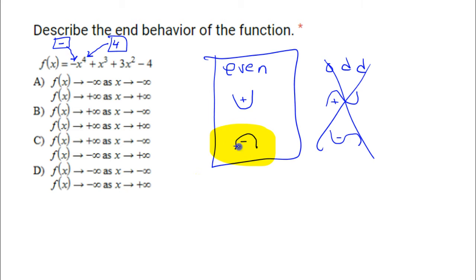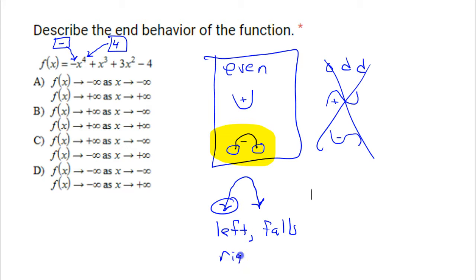So, translating this into words, on the left and on the right, the end behavior. If you look at this model, let me just keep it really simple, and instead of writing down on the left, I'll just write left when I say that. On the left, it falls. That's this. And on the right, it falls again.